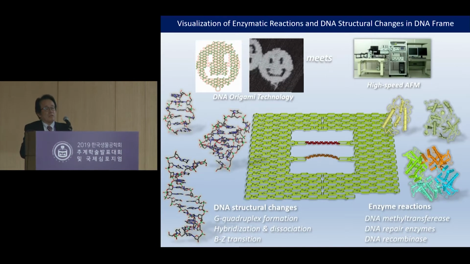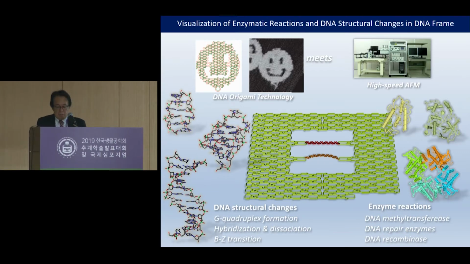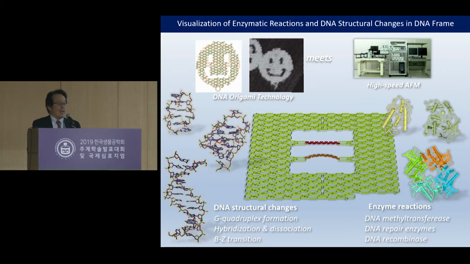Since we are organic chemists, we'd like to make something useful using the origami technique. We prepared the DNA frame shown here, which has a hole in the center with two DNA bridges. These DNA bridges are substrates for DNA-modifying enzymes like recombinase and repair enzyme and so on. And also these DNA bridges can be substrates for DNA structure change. I'd like to show some examples.